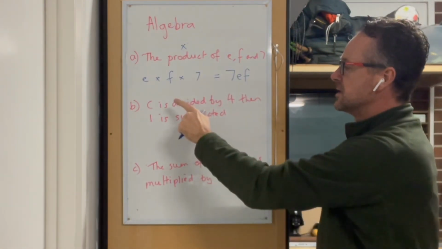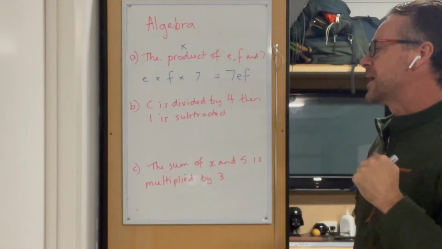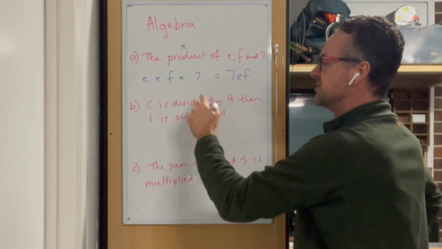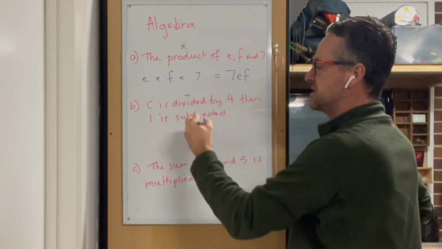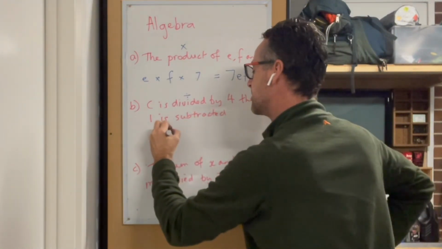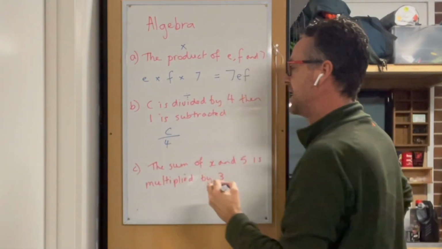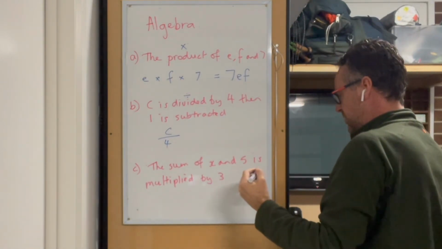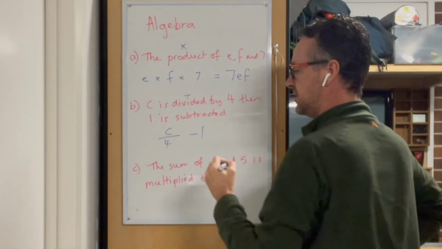Okay. C is divided by 4, and then 1 is subtracted. So C is divided by, and we want to express our division as a fraction. So C is divided by 4, so C over 4, and then 1 is subtracted from that, like this.